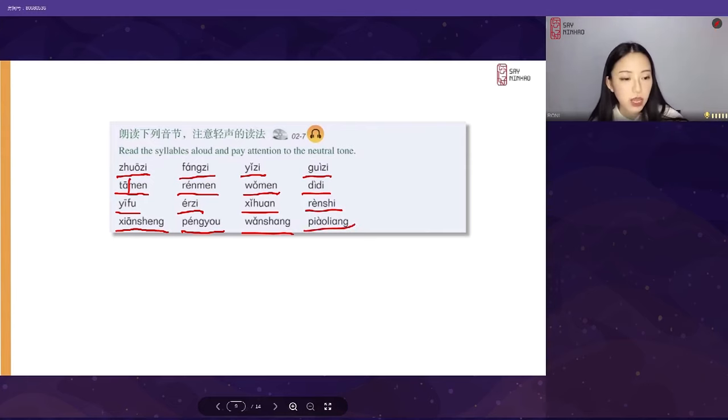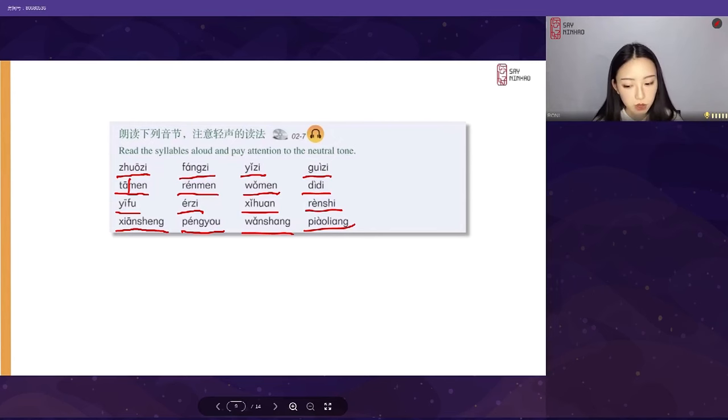Okay, last one is 漂亮, 漂亮, 漂亮. Very good, very good. These are how to read the neutral tone.